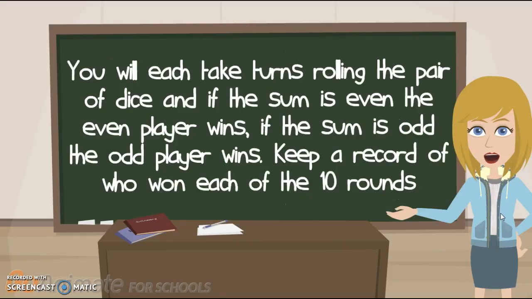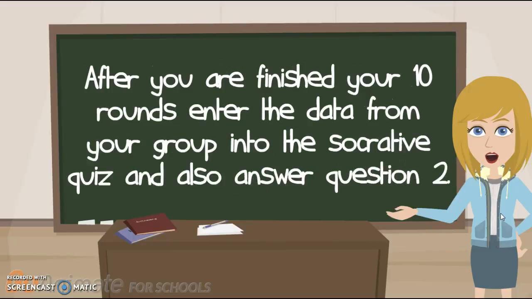You will each take turns rolling the pair of dice, and if the sum is even, the even player wins. If the sum is odd, the odd player wins. Keep a record of who won each of the 10 rounds. After you are finished your 10 rounds, enter the data from your group into the Socrative quiz and also answer question 2.